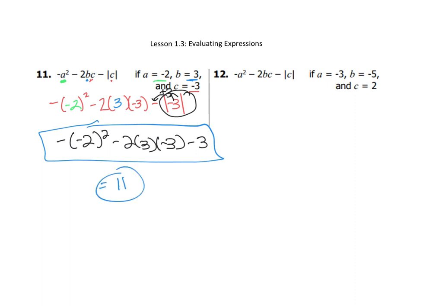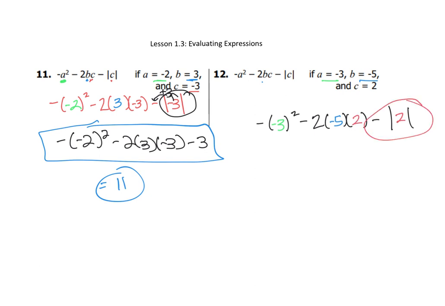Okay, same thing for number 12. We're going to rebuild it using parentheses, so negative parentheses squared minus 2, and then 2 sets of parentheses minus the absolute value of c. This time a is negative 3, so we're putting in negative 3. B is equal to negative 5, and c is equal to positive 2.